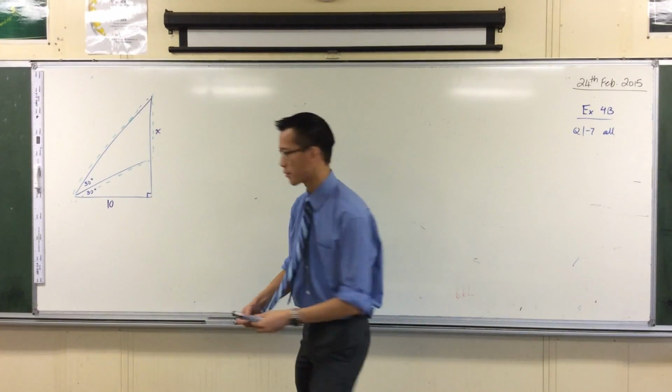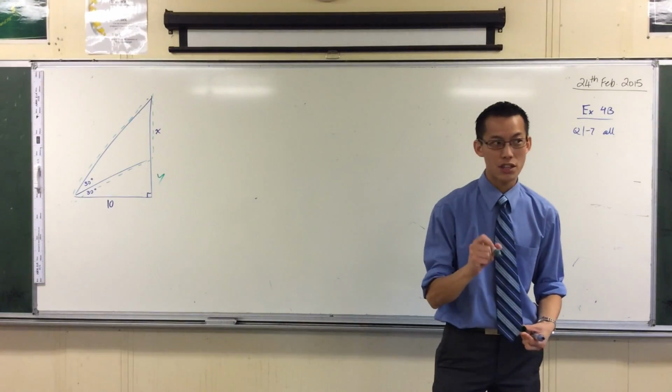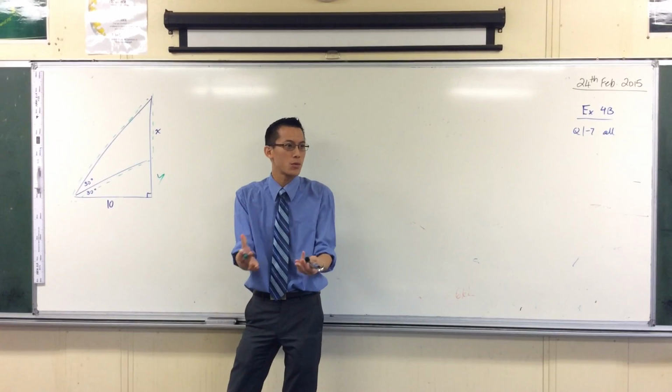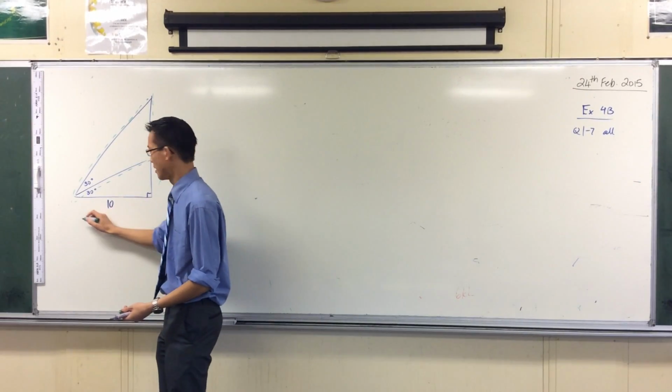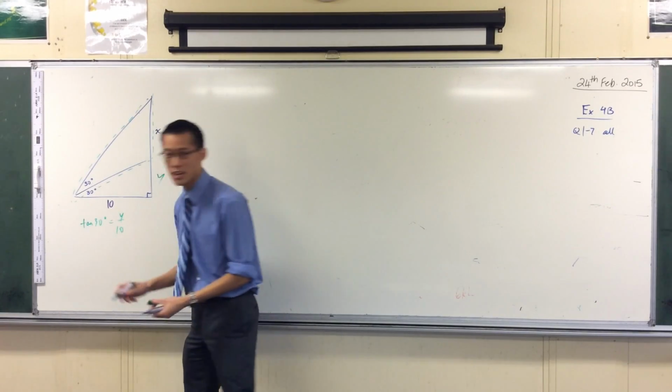So if I just sort of quickly label this as y, the equation that you would write is, well, tell me, what statement would you make about this triangle down here involving tan? Tell me what to write. Tan 30. Tan 30? Y on 10. Good. Opposite on adjacent, okay?